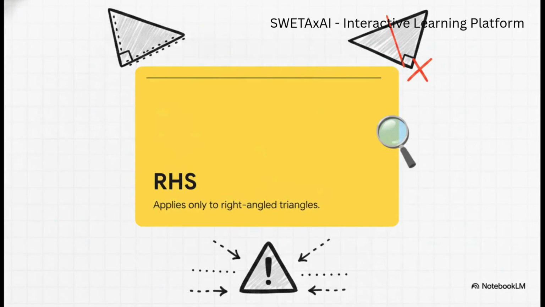Now, huge red flag here. RHS applies exclusively to right-angled triangles. A super common, honestly fatal mistake is trying to use the RHS cheat code on a regular triangle just because you spot a couple of matching sides. Remember, the R literally stands for right angle, and H is for hypotenuse. If you don't have a 90-degree angle staring back at you, RHS is completely off the table, period.